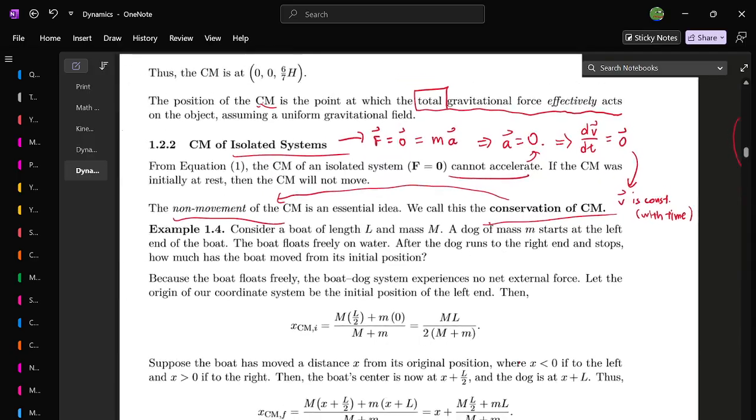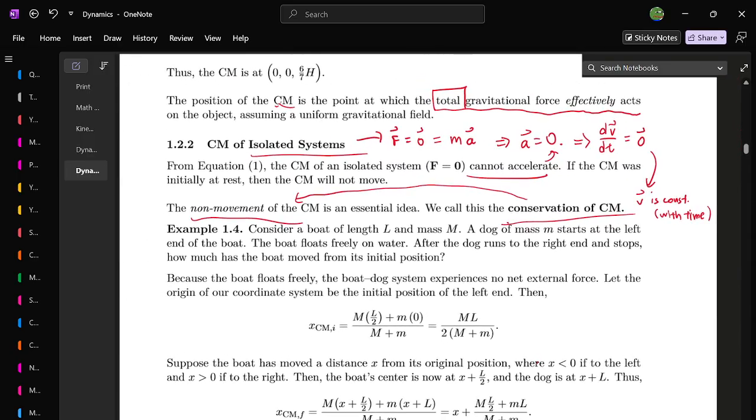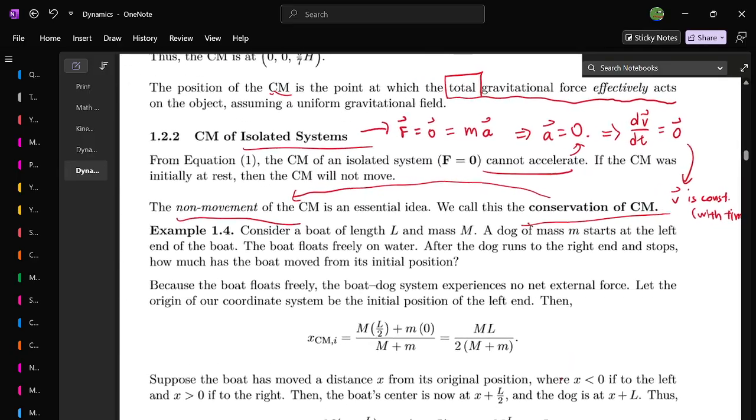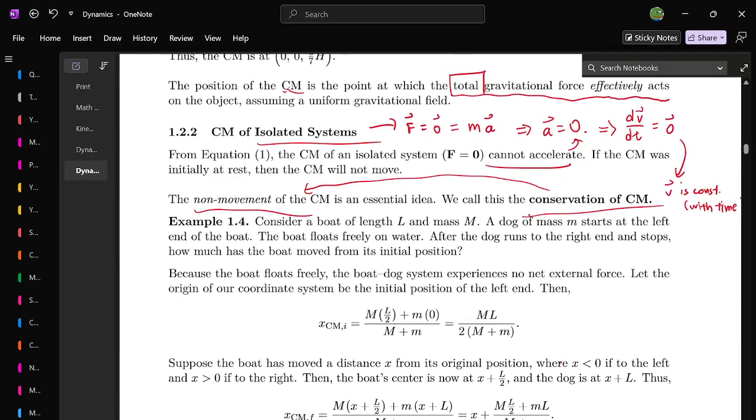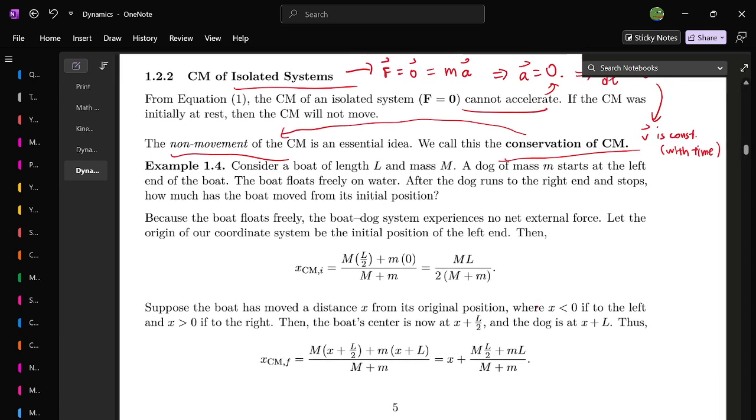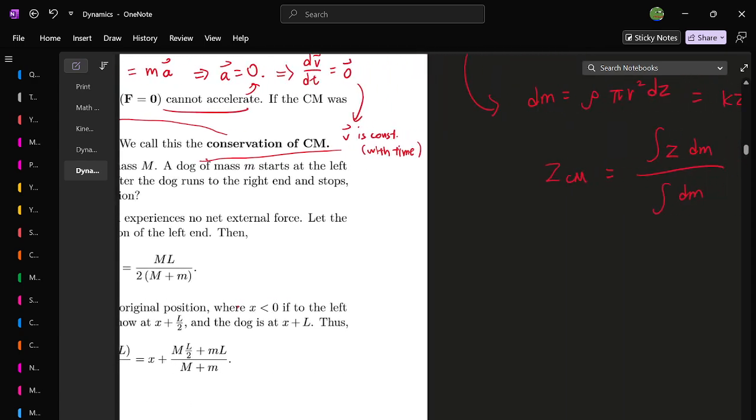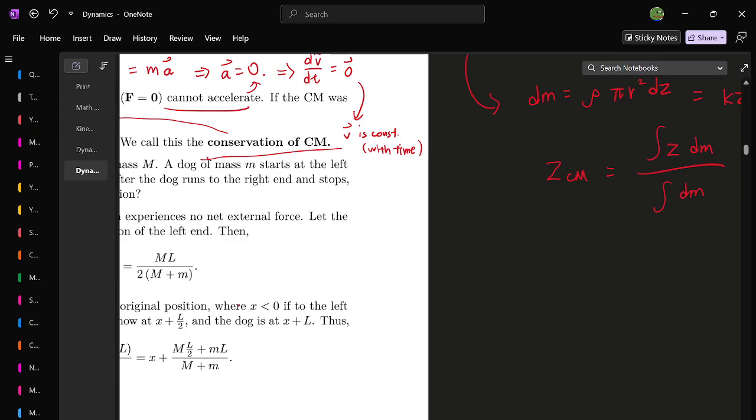So why is this important? This example will show you how you can use this quite elegantly. Here we have a boat of length L, mass M, and a person of mass m. I will draw the setup out.